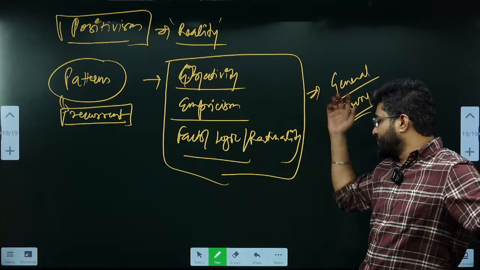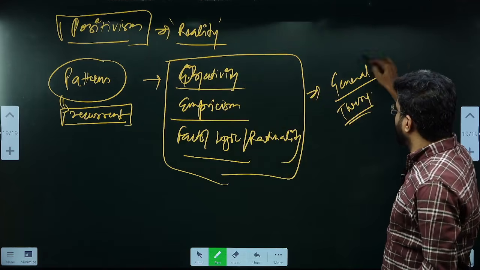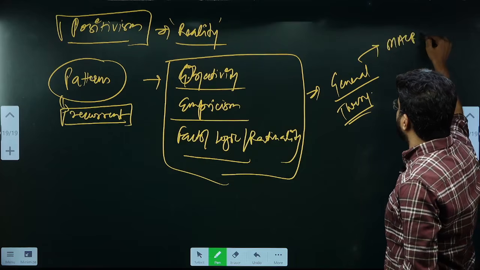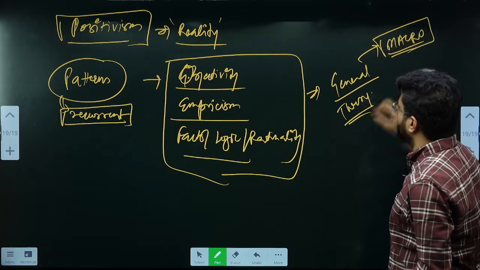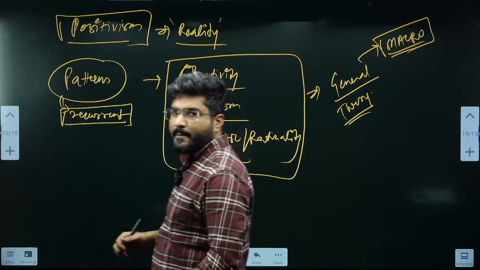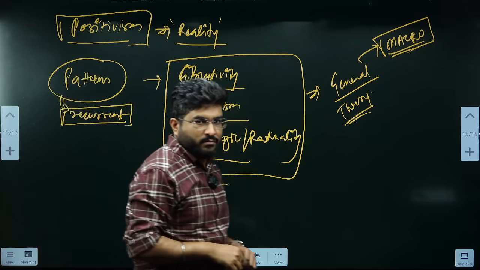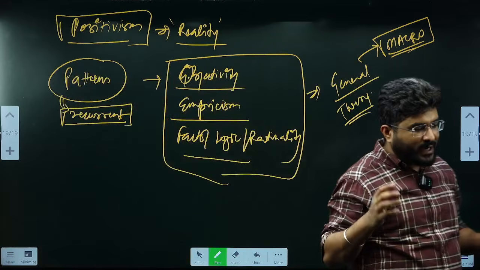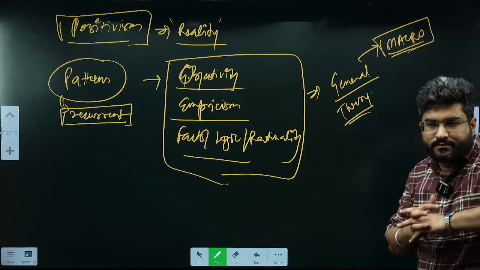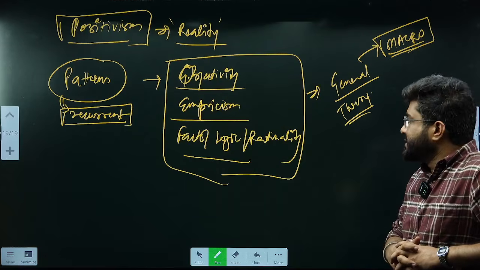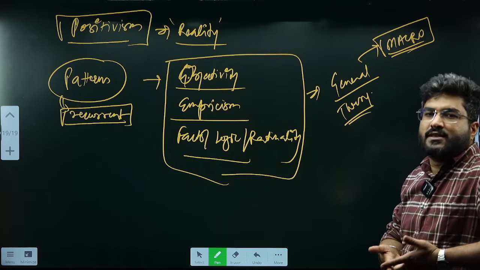So as the larger focus is on a general theory framework, this school of thought is known as the macro school of thought. But is this feasible? Because everywhere the pattern is different. Everywhere the society is different.